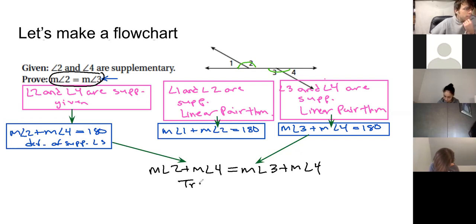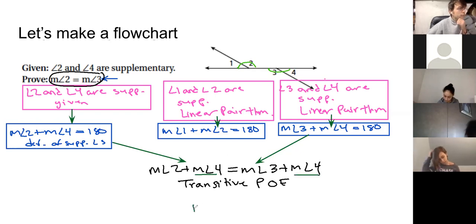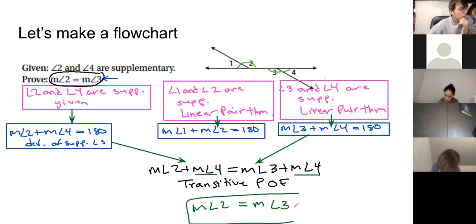And so that was, again, the transitive property of equality. And then when we subtract angle 4 on both sides, we end up with just measurement of angle 2 equals the measurement of angle 3. And that was the subtraction property of equality. I missed a box there.